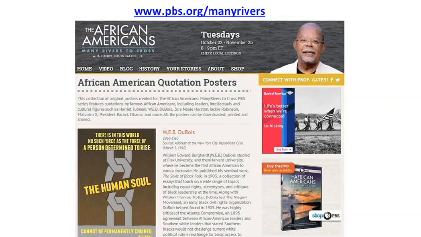So all of these images are available. Again, you can print these out, use them on a bulletin board, use them to get discussions started with your students, but they're all available on the website and you can print them out. We laminated them, which also helps if you want to maintain them from year to year. So as I said, the URL for the website is pbs.org/manyrivers.